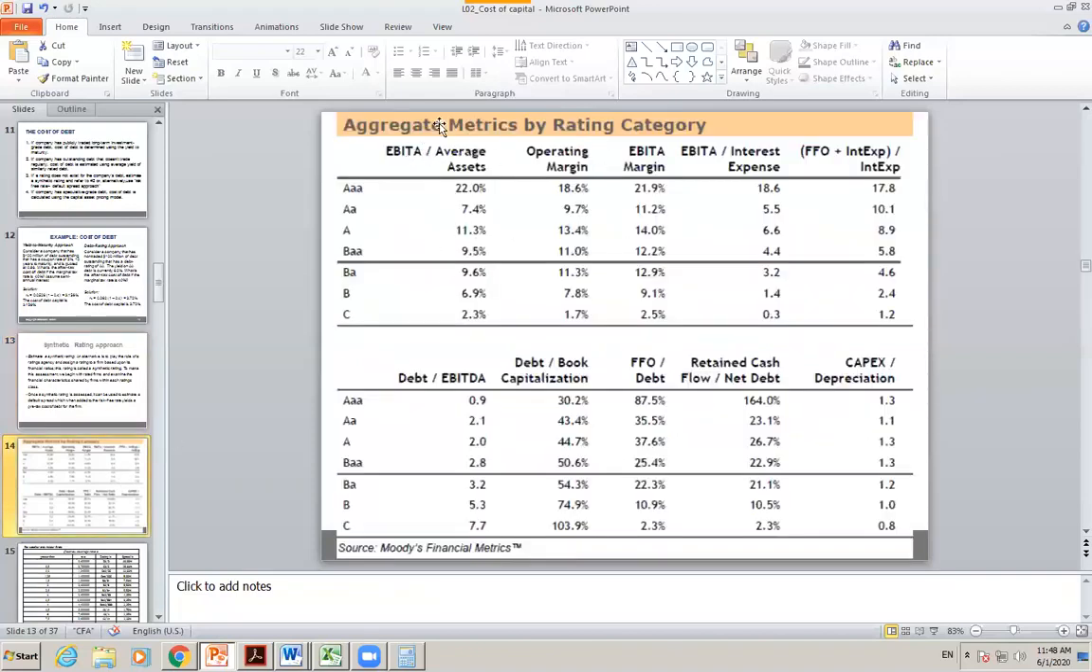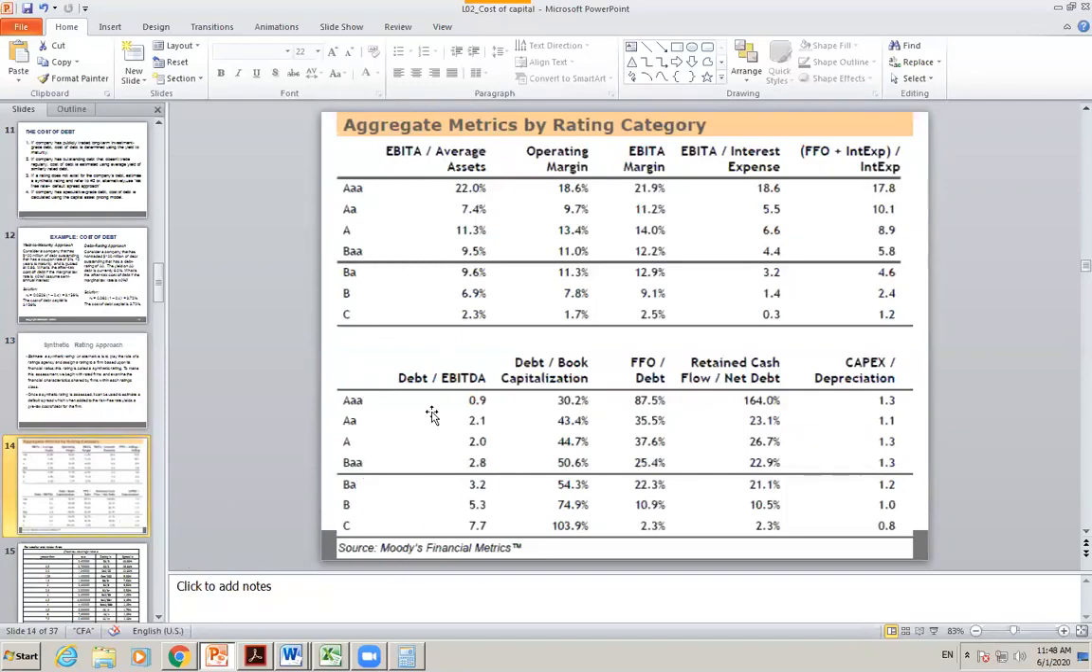So the example is here. These are, we can say, abbreviations of the ratios that we're going to use to rate it. The aggregate metrics by rating, like EBIT divided by average assets, operating margin, the EBIT margin, EBIT over interest expense, and FFO plus interest. So these are examples of which ratios should be used to rate the firms, like AAA, AA, B, AA, and so on.